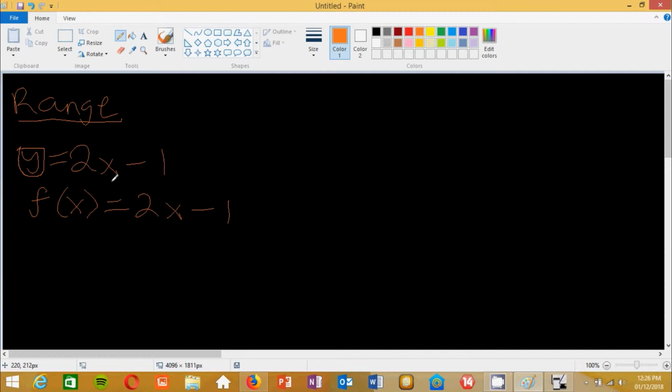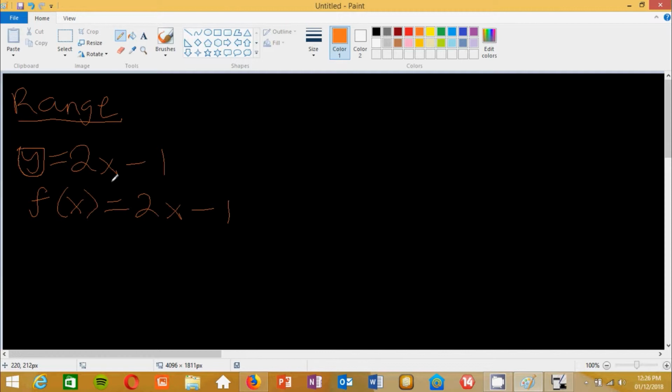If I increase the domain of this function, I'm also going to increase the range of this function, because the range of a function depends on the domain of that function. So what are the values of x that I can put into this function, that's my domain, and what are the possible values that I can get out from this function, that is the range.